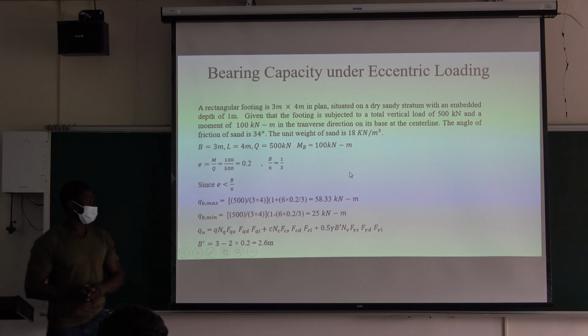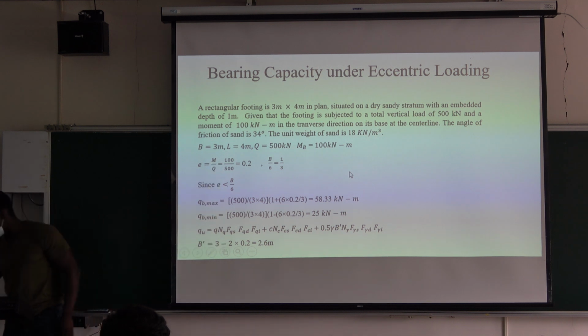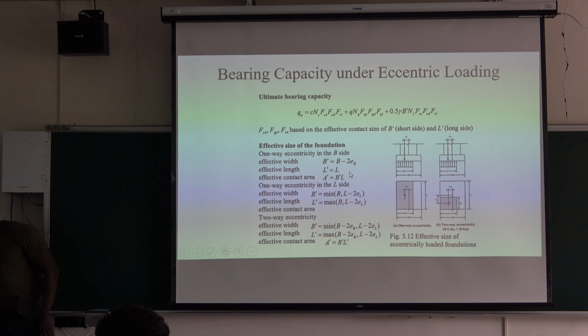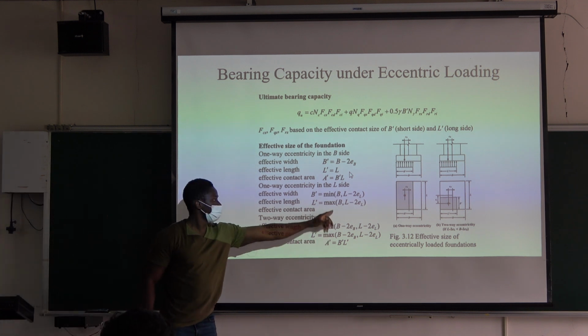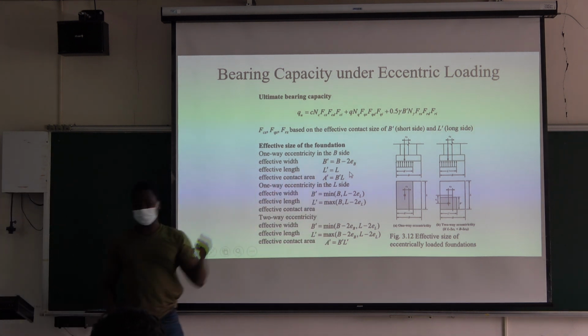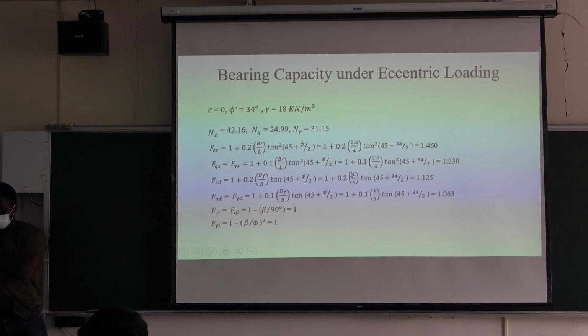So we say B prime here is 3 minus, okay, we are trying to consider the eccentricity from this side. Where is it? Okay, so this side. B prime is your B minus 2 times the eccentricity. We already showed you how that comes about. So our B prime here is 2.6.